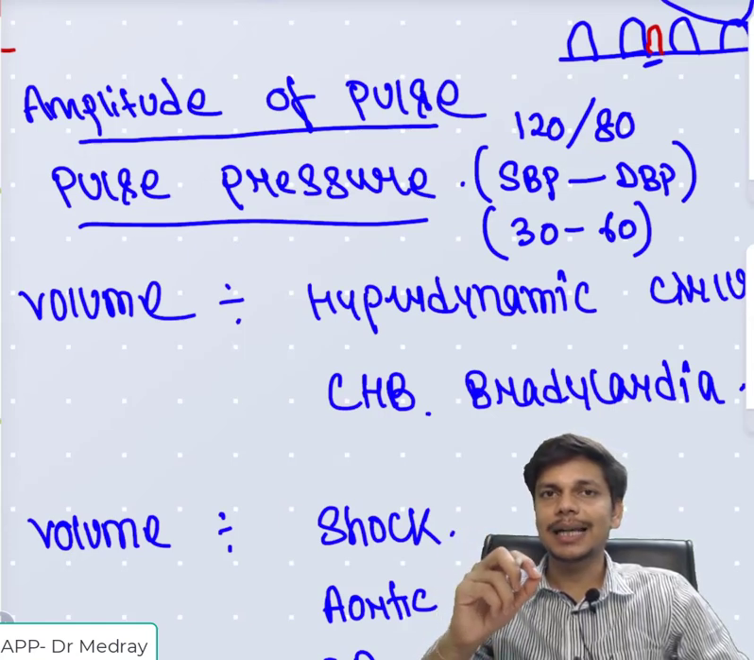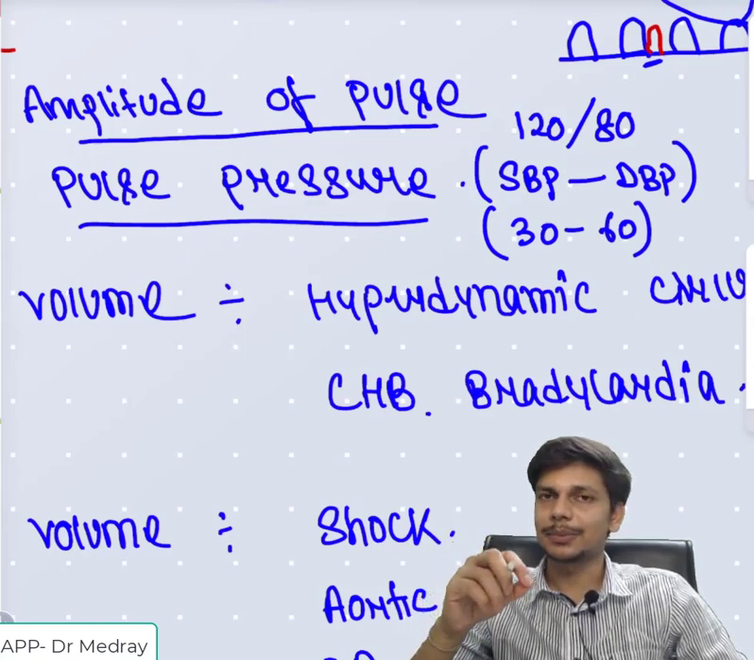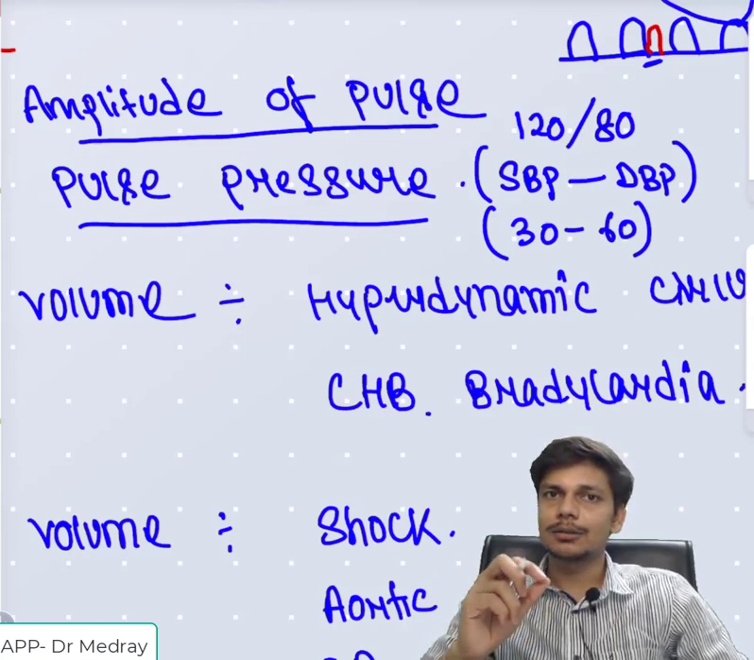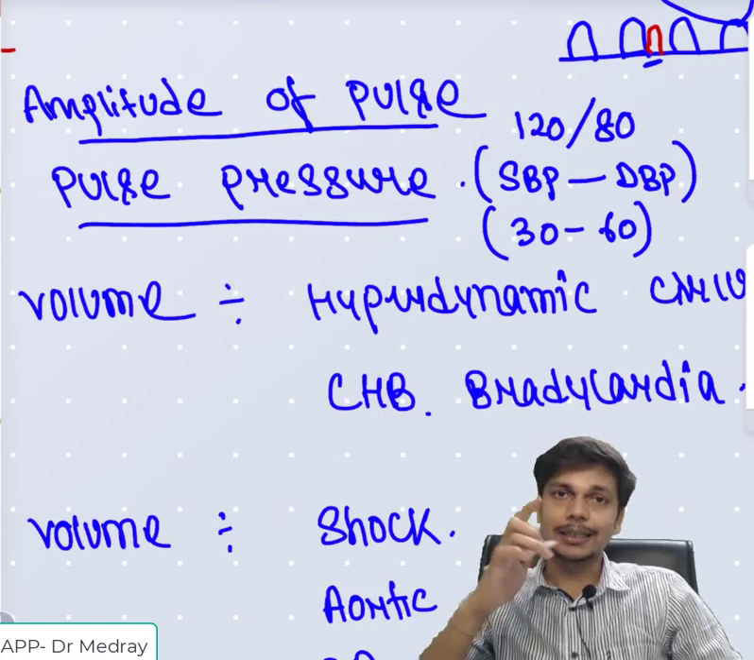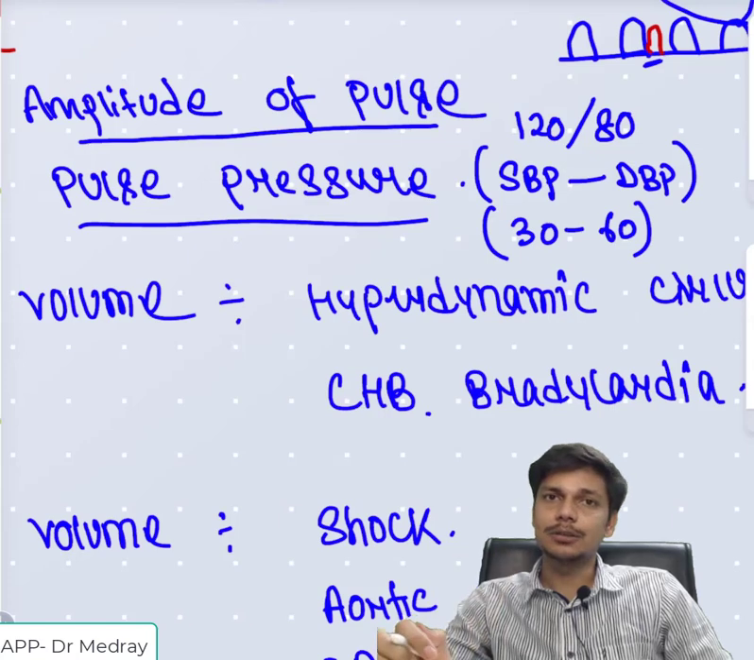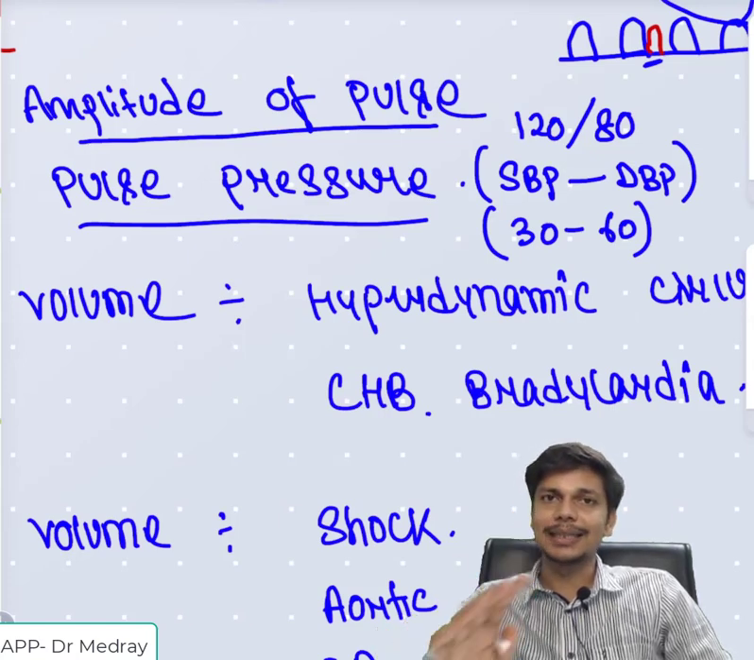So if the patient has a high volume pulse, the pulse pressure will be more. Suppose a pulse pressure of 70, that patient will have a high volume pulse. If the pulse pressure is low, suppose 20, that means the patient has a low volume pulse. This concept is important to understand, that when the patient goes into shock for any reason, either hypovolemic shock or cardiogenic shock, the pulse pressure decreases.